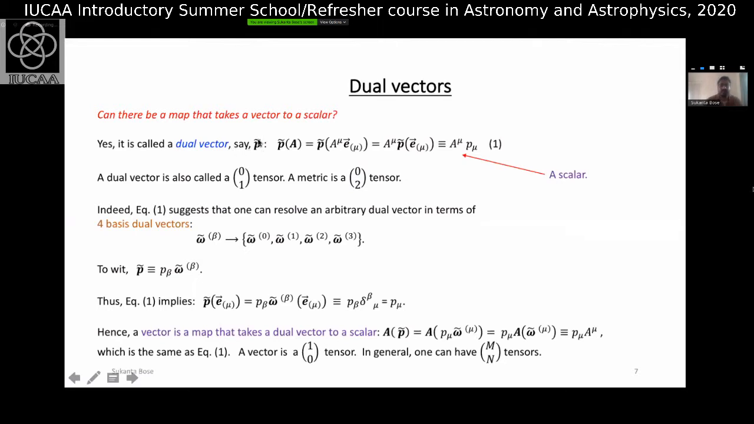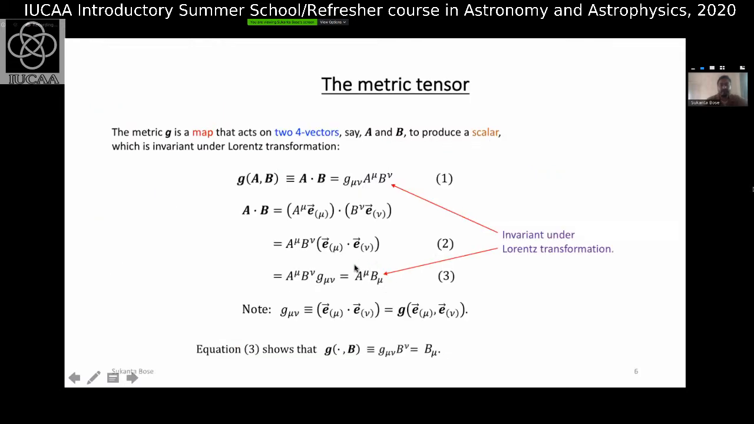So we have already used up the symbol G for the metric. So now let me introduce the symbol P. I use a tilde because it is not a vector. Okay, it is not like the vector A. But what does P tilde do? P tilde acts on a vector like our vector A to produce a scalar. Okay, it's the same A mu P mu, just like we had A mu B mu here.